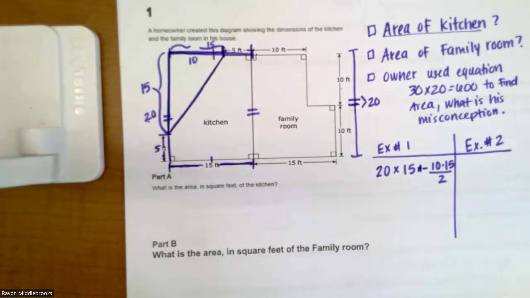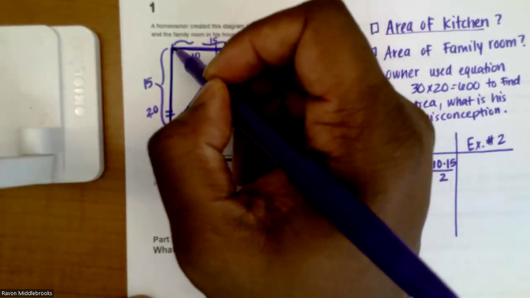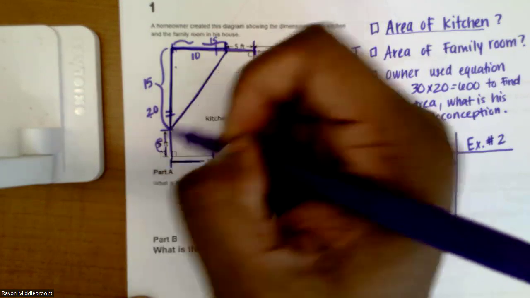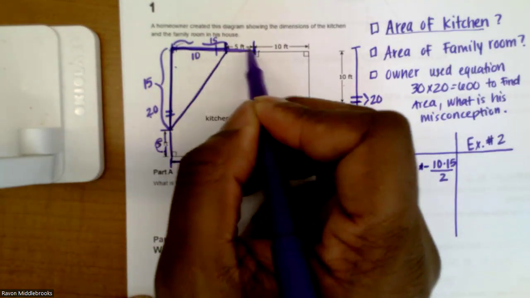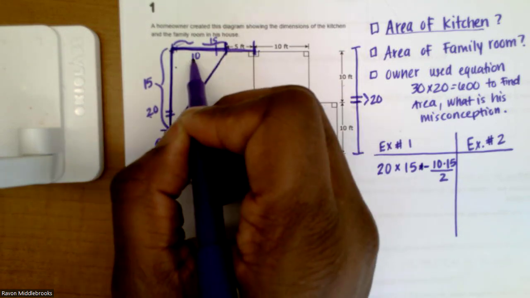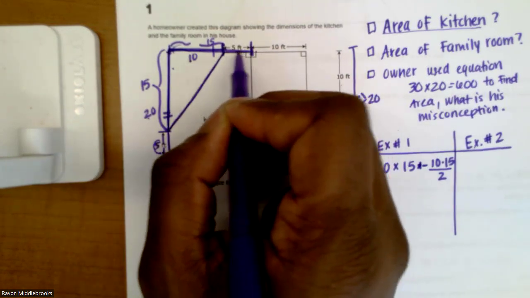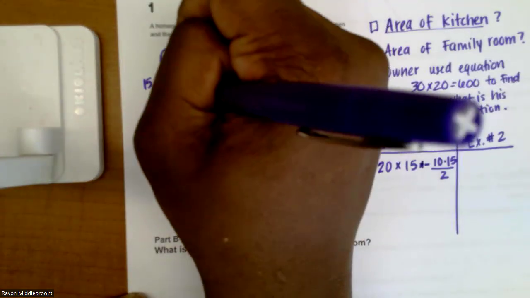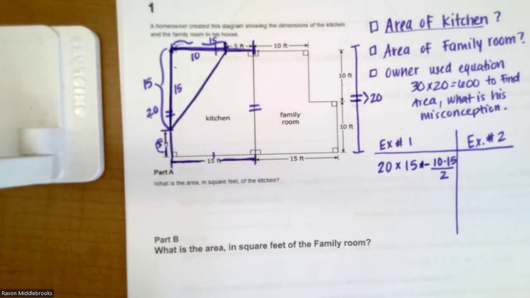Let's see what I did. I know from here to here is 15 because all of this is 20 and this is 5. I know from here to here is 15, but just from here to here is 10 because I have to subtract this 5 from the whole 15. So now I have the measurements 10 times 15.